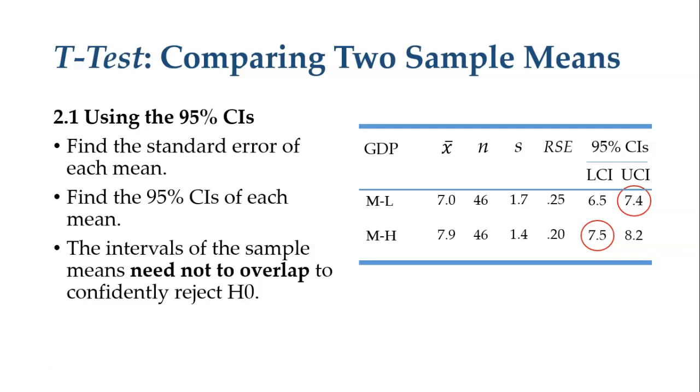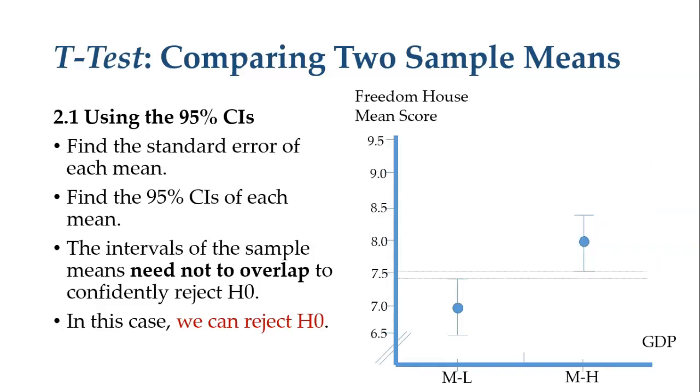If they overlap, we feel less confident to reject the null hypothesis. But in this case, they don't overlap. You can see it here. Okay? I'm going to show you this graphically. So in this case, we can reject. Let me show you graphically how this is seen.